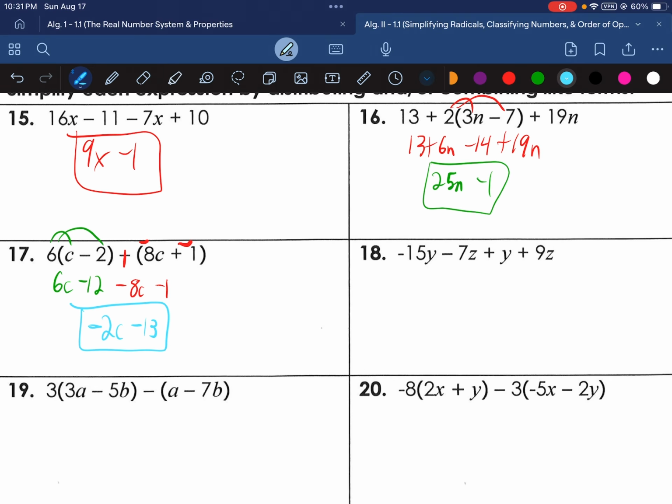On 18, combining the y's, negative 15y plus 1y, this is secretly a 1y. You don't see that, and so that's negative 14y. Combining the z's, negative 7 plus 9, you get positive 2z.